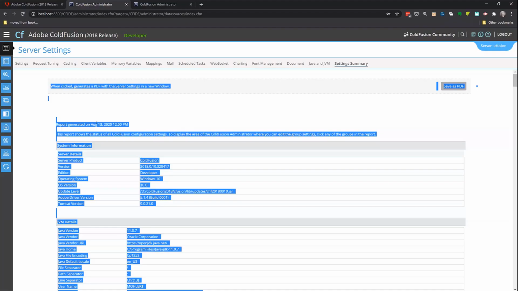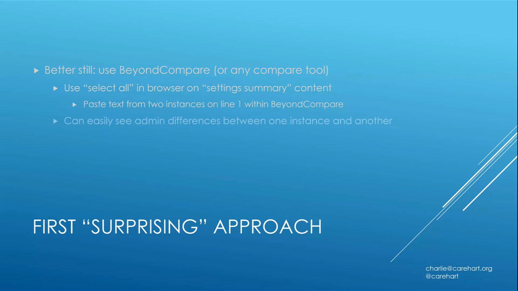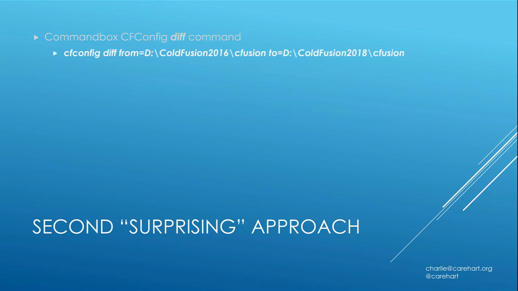All right. So I love that tool. And so you can come back and read about how to do that yourself. And then finally, the second surprising approach, and some of you probably wondered why I didn't mention this earlier, command boxes, CFCONFIG has a diff command. Yeah. So I could just say CFCONFIG diff from 2016 to 2018, and it will show on screen what's different. And I'll just go ahead and do that one real quick.